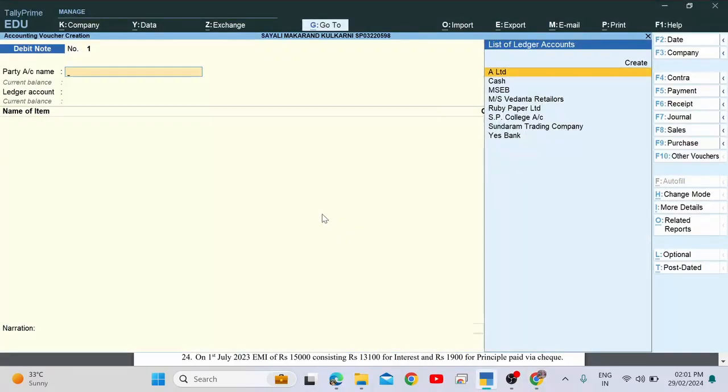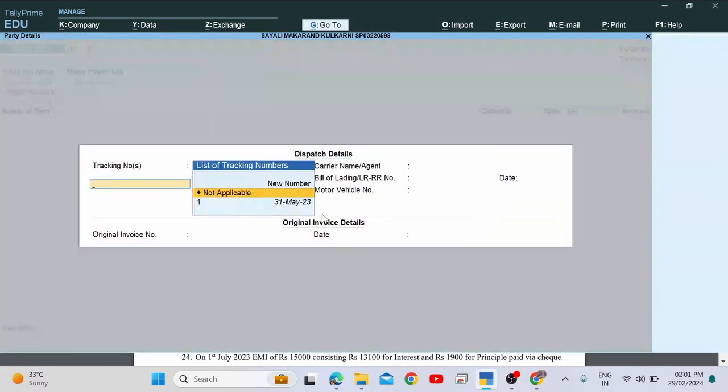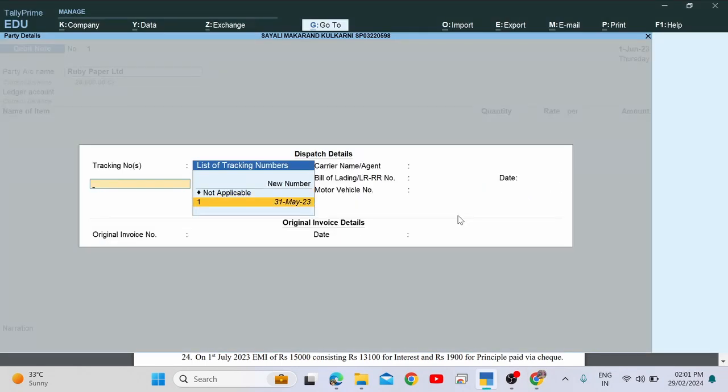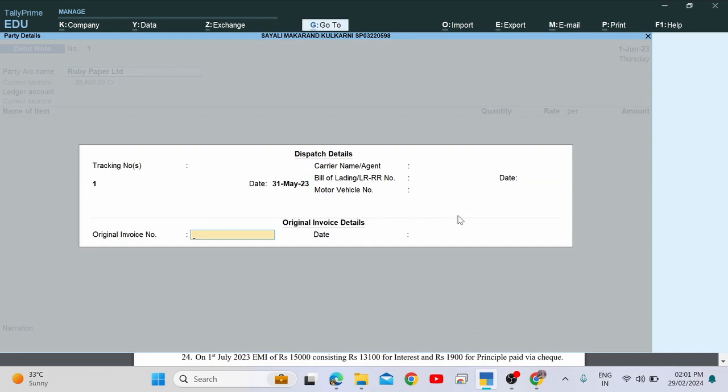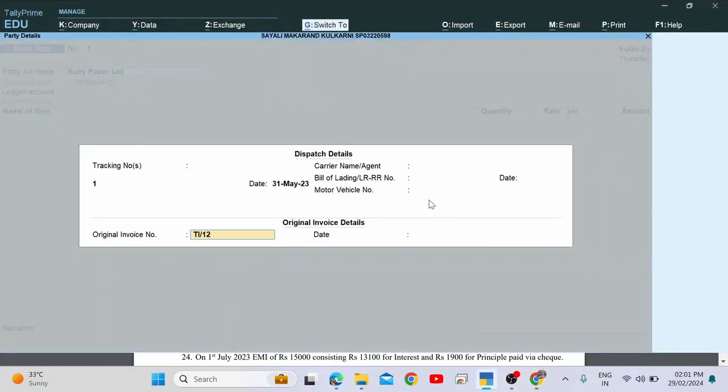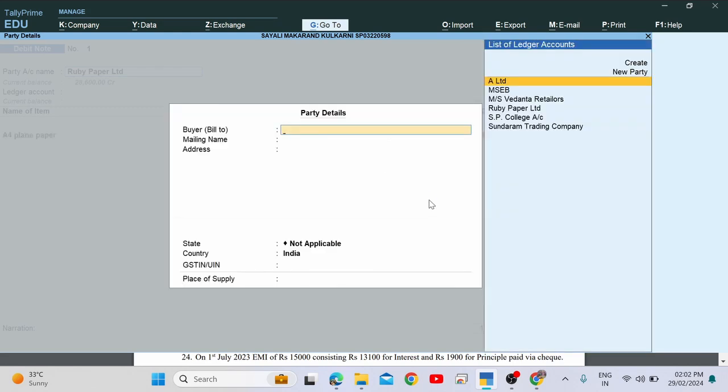Therefore, on 1/6 say Ruby Paper. Select that party name Ruby Paper, and against what? Against rejection note number 1, and then select here rejection note number 1. And as I said, no need to type anything, but for your information you can write this DC TI 12 and then the date of invoice 31st/5, because while giving credit note, come to Ruby Paper.